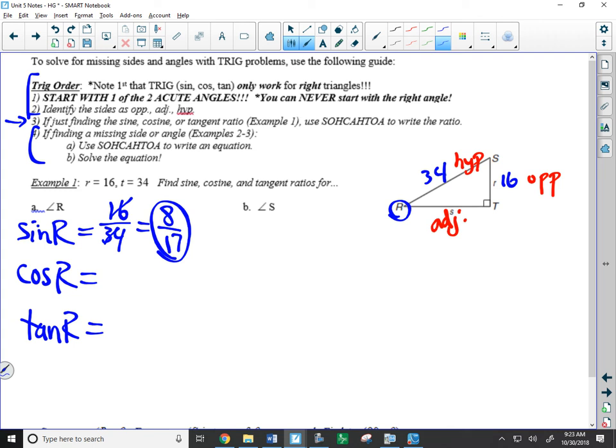Cosine, adjacent over hypotenuse. We've already labeled it. Now, I could write S over 34, but they actually want what S is. So it is S over 34, adjacent over hypotenuse. How do I find S? Pythagorean theorem. So I'll leave it as S actually. I can do S squared plus 16 squared equals 34 squared.